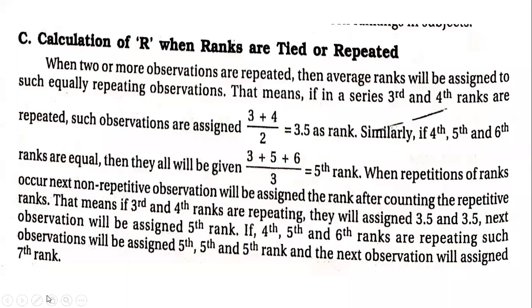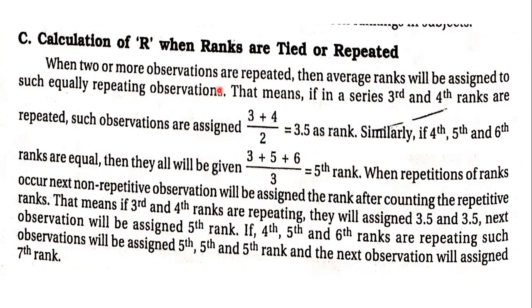Now let us go to the next type of problem. This is the last type of problem under Spearman's rank correlation. That is when the ranks are tied or when the ranks are repeated. So let us see how we solve such problems when the ranks are tied or repeated. When two or more observations are repeated, then average ranks will be assigned to such equally repeating observations.